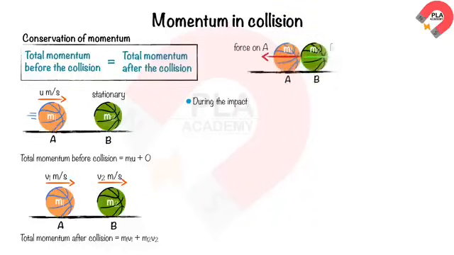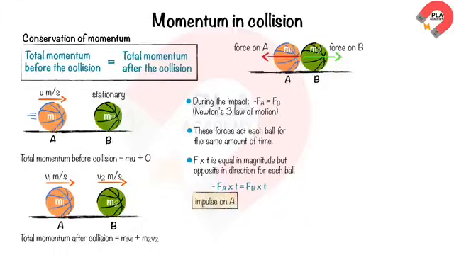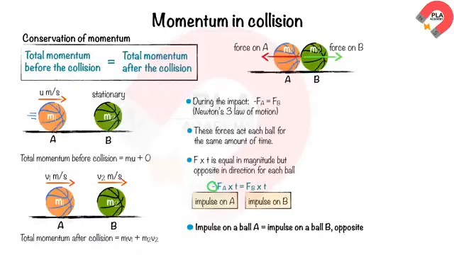During the impact, each ball exerts a force on the other, equal in size and opposite in direction. This is because of Newton's third law about action and reaction. These forces act on each ball for the same amount of time. This means F times t is equal in magnitude, but opposite in direction for each ball. Fa times t is the impulse on A. Fb times t is the impulse on B. The negative shows that both impulses are in opposite directions. So, the impulse on A is equal in magnitude, but opposite in direction to the impulse on B.